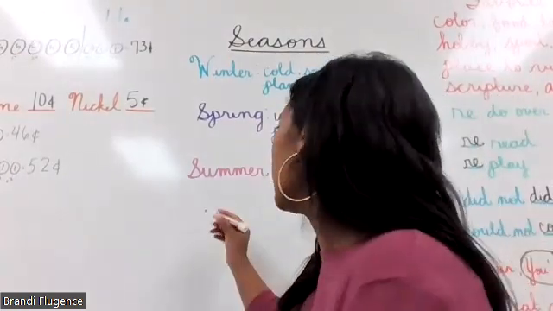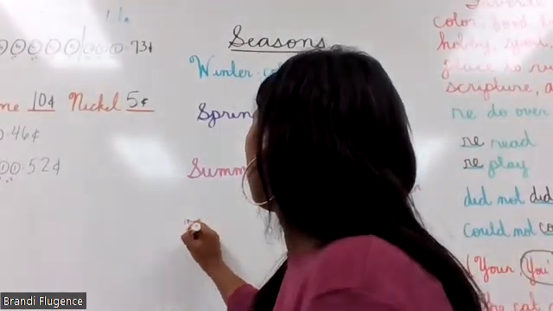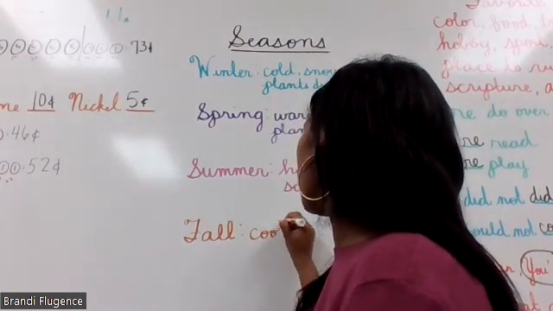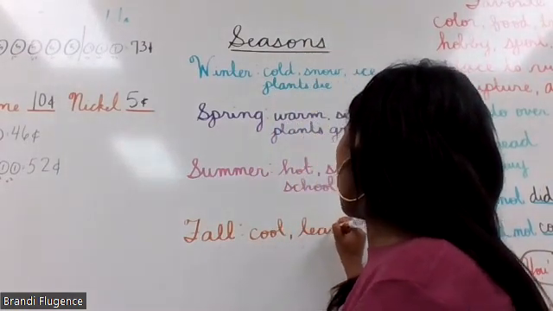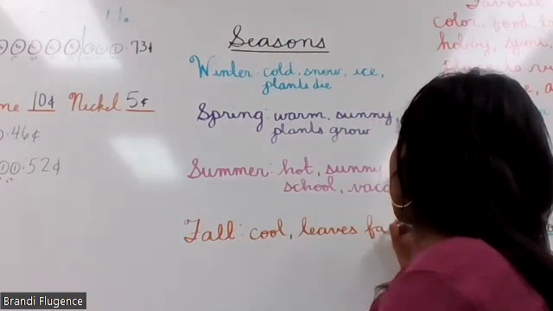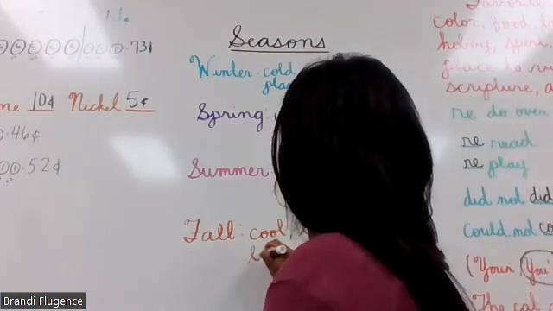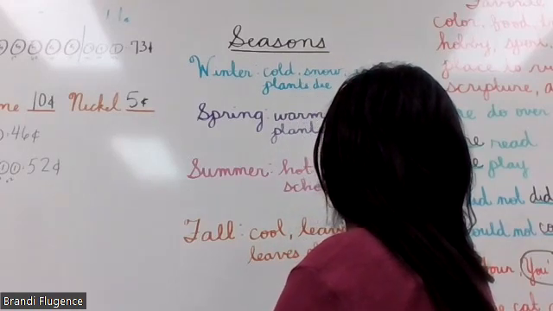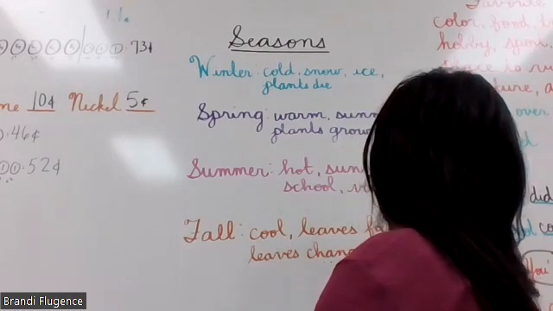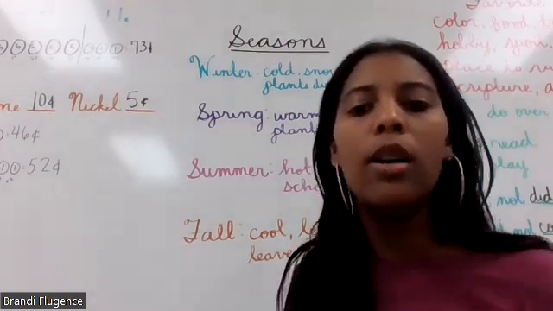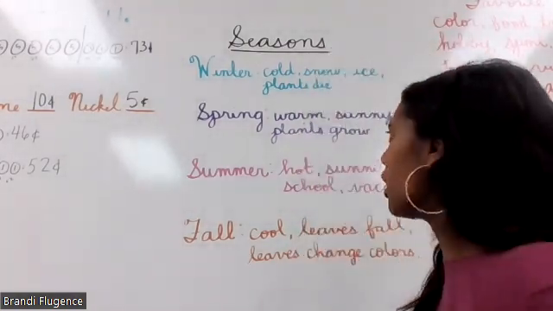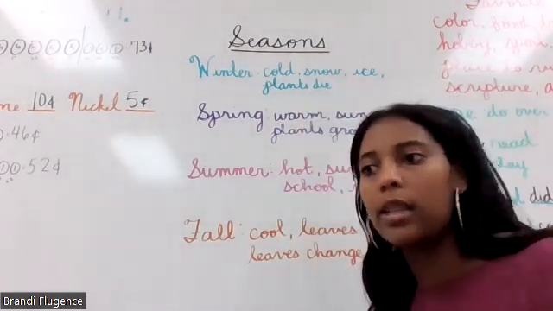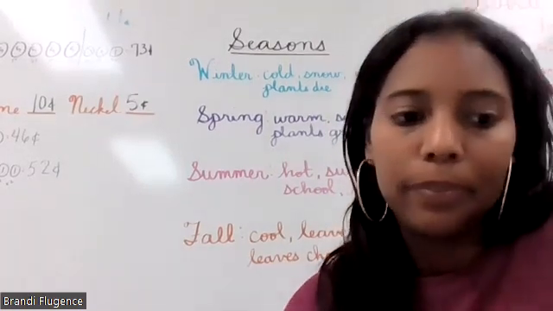Summer starts to end, and then we go into the fall. Fall is our next season. It's cool in the fall. The leaves fall off trees. The leaves change colors. So it's cool, the leaves fall and the leaves change colors. So these are our 4 seasons, and these are things that happen within our seasons. Write this down.